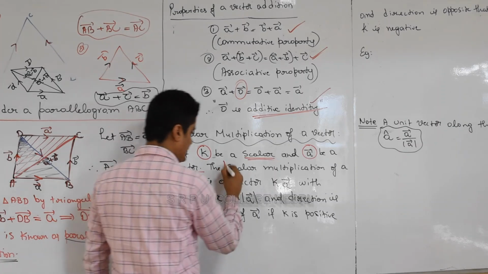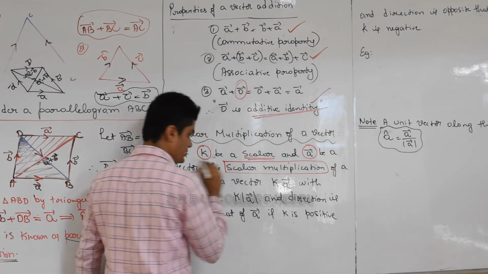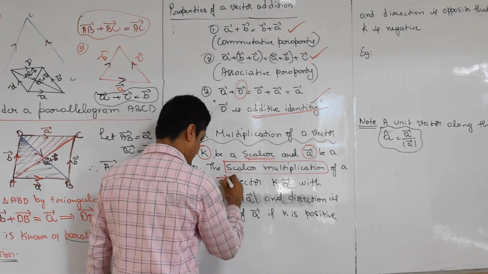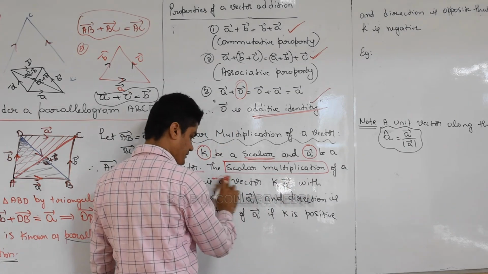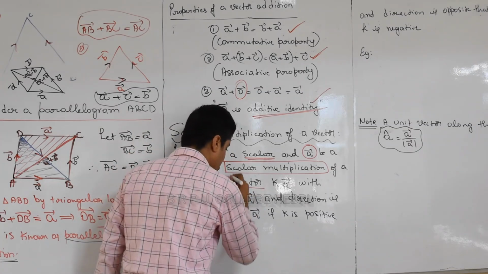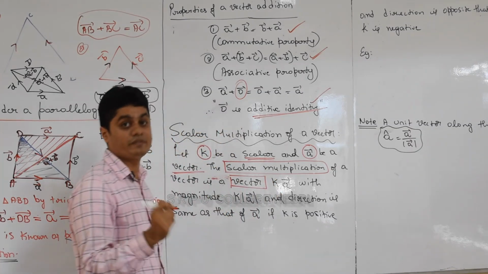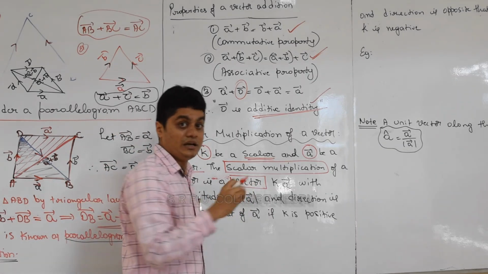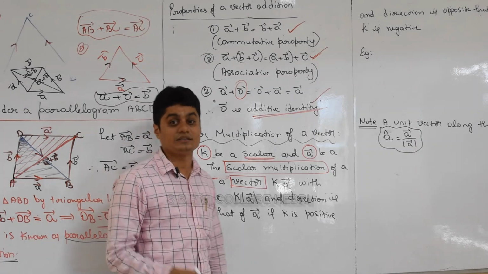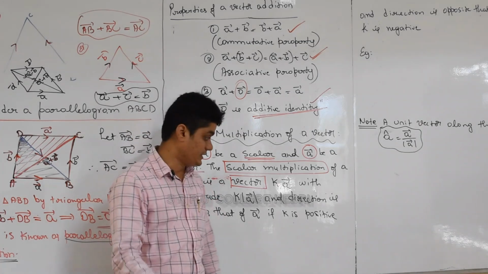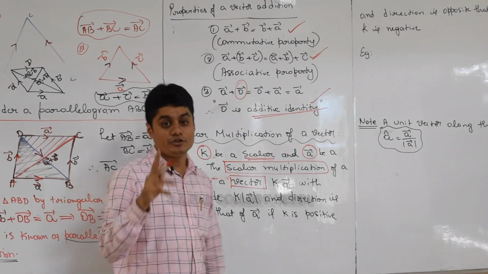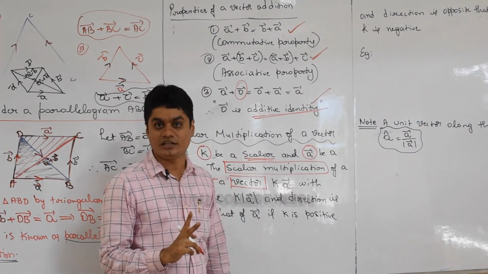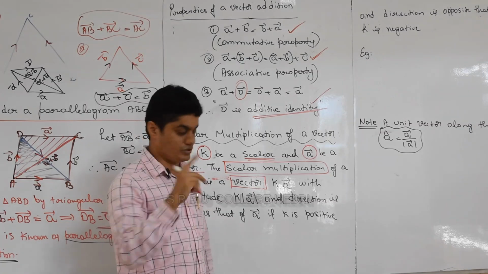Then scalar multiplication of a vector. Observe, when you multiply a scalar to a vector, the resultant is again a vector. Remember, when you multiply a real number to a vector, the resultant is again a vector. Once it is a vector, you should describe two quantities: magnitude and direction. Now I will explain that.